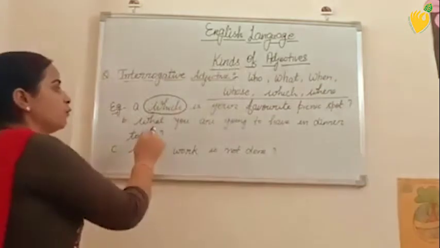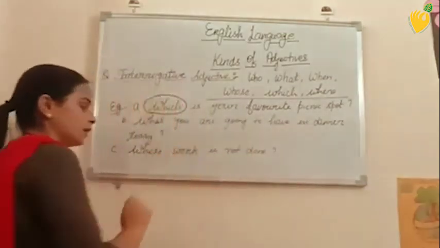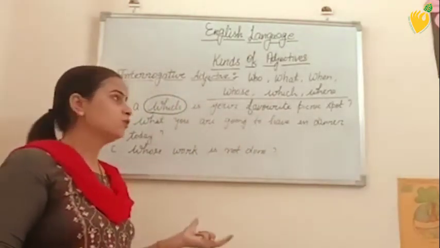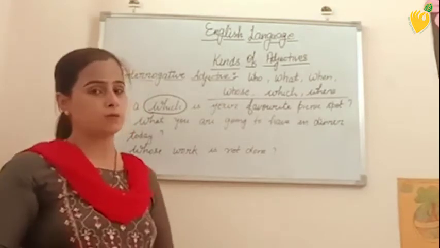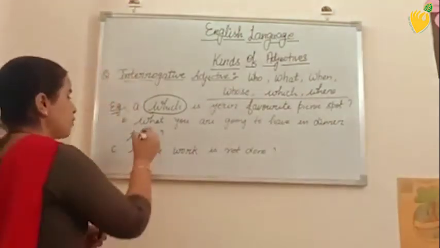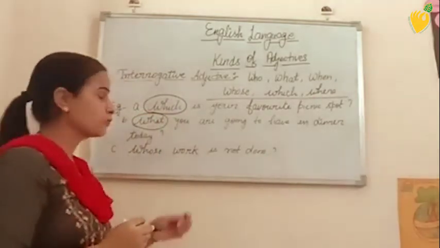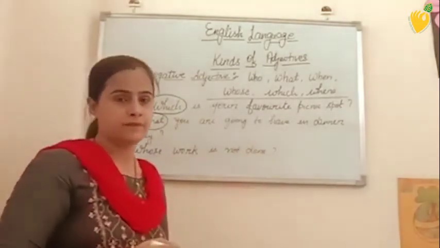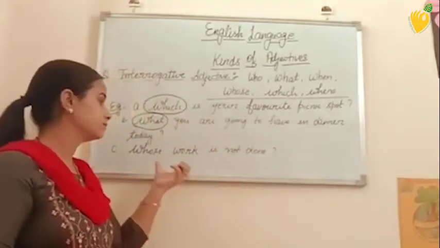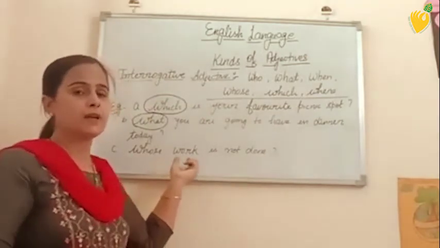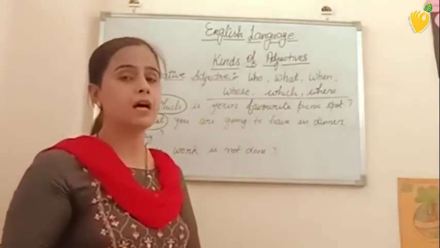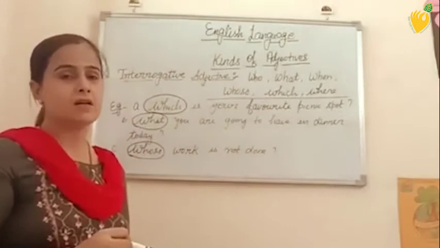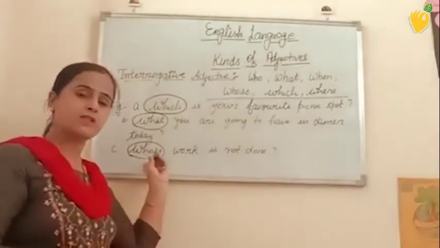Next example, what are you going to have for dinner today? As an answer you can get chapati, rice. So these words chapati and rice are nouns. So again we are using this word what for a noun. So what is your interrogative adjective. Next is, whose work is not done? What can we get as an answer? It can be Rahul, it can be Riya. So Rahul and Riya are nouns. So again this whose is telling us about the noun. So whose is your interrogative adjective.